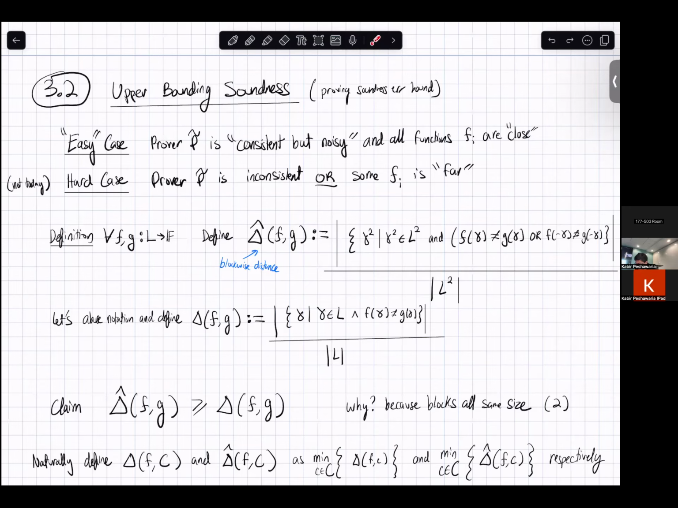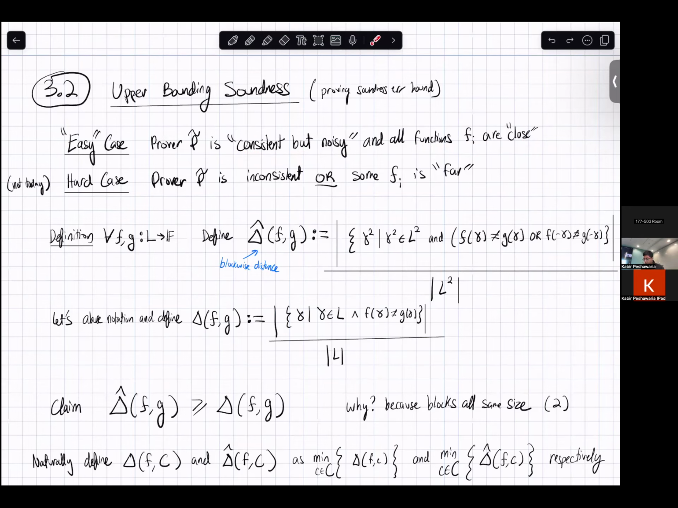But in the easier case, we're going to make a lot of assumptions. The first assumption is that our prover is consistent but noisy. And the second assumption is that all functions f_i are close to the code. But we're actually going to define a new version of close, which may appear unmotivated at first, but as you unwrap things, you'll see why we need it.